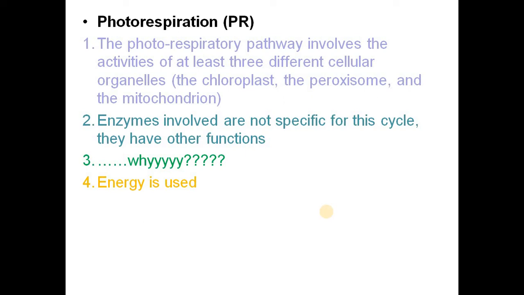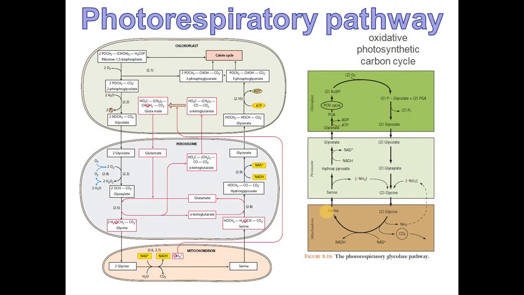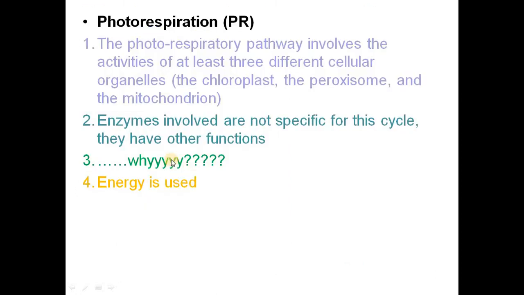And on top of that, you see there is a lot of energy being used. So the $1,000,000 question is why? Why doesn't the plant just get rid of the glycolate and then continue doing whatever plants do?